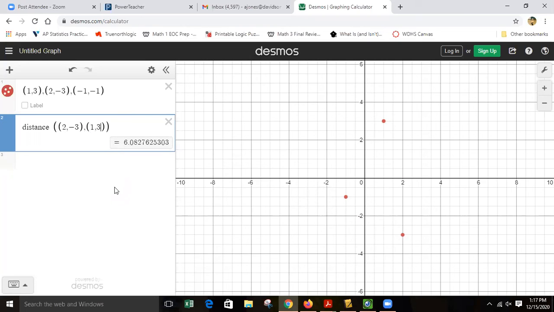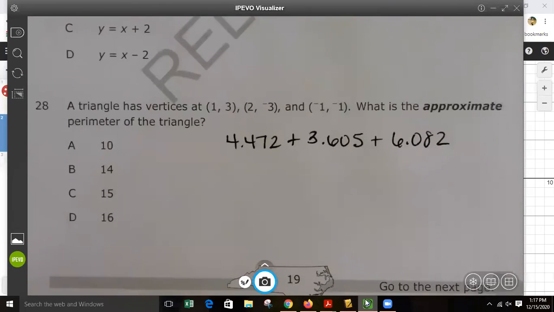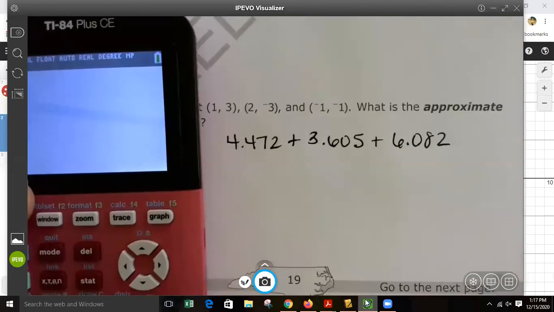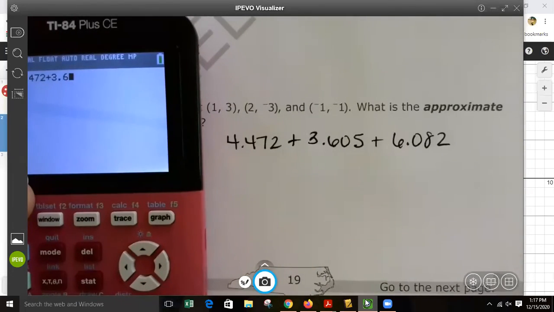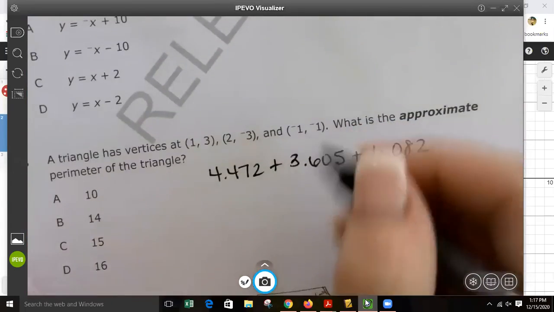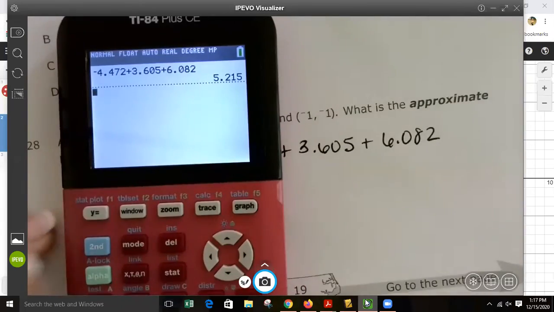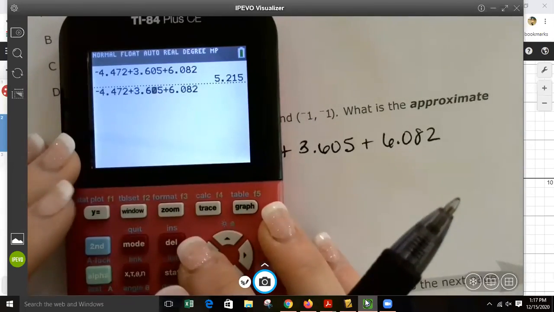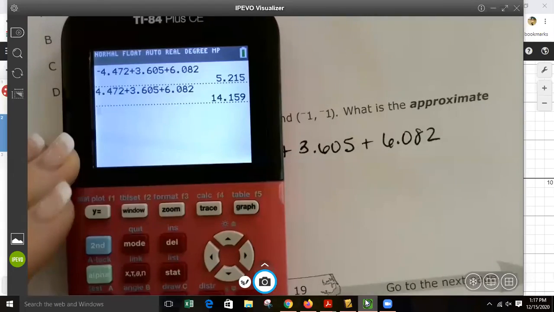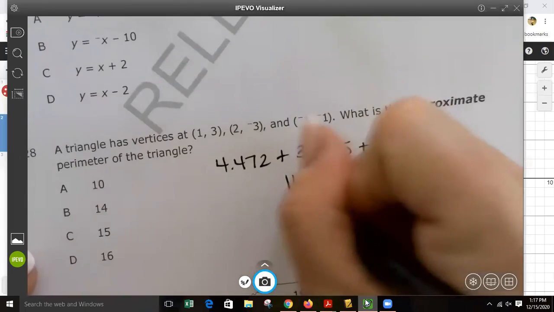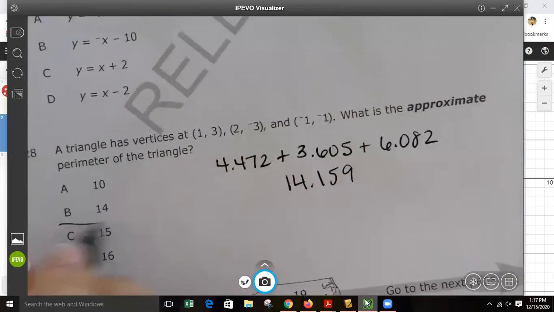Is everybody good? Remember to type distance in and how you put it in there. So those are the numbers I got. And to find perimeter, I just add them up. 4.472 plus 3.605, 6.082. I got 5.215. Uh-oh, what'd I screw up? Oh, sorry, I have a negative in that 4. I knew something was weird. That's much better. 14.159. So B would be my answer. Sorry, y'all. Helps if you type it in the right way.